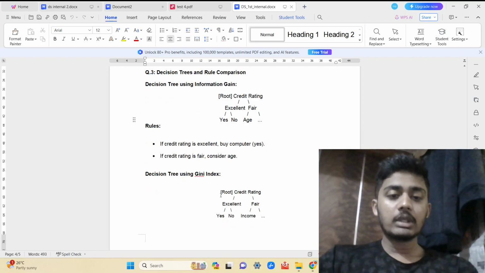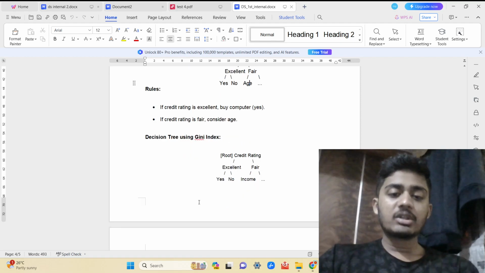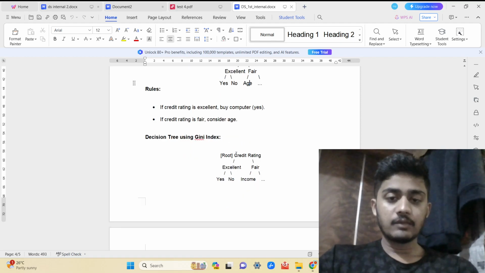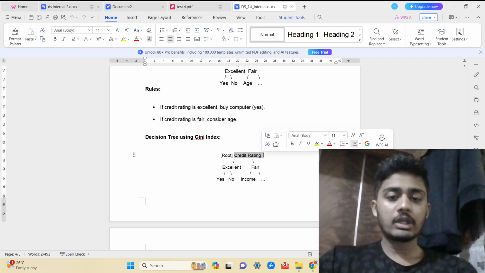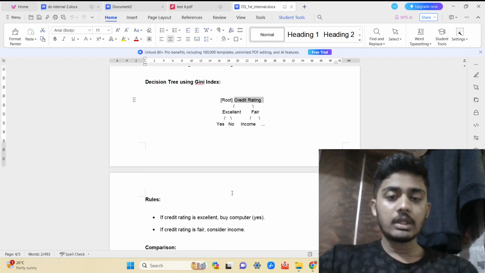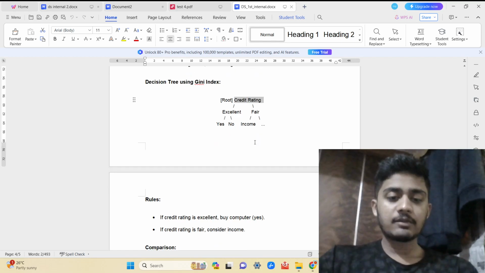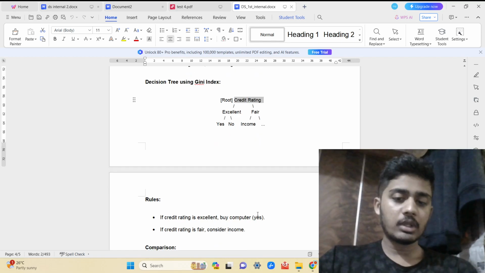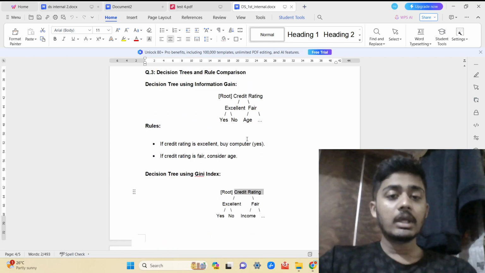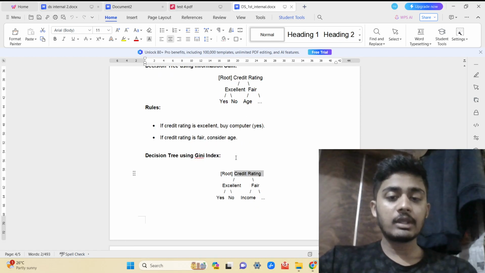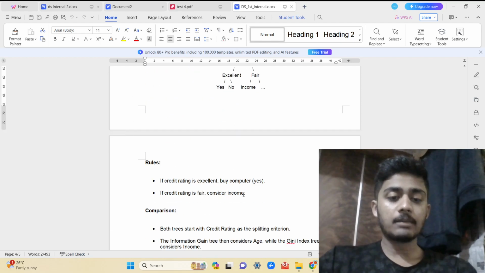The decision tree using the Gini index will be like this, where the root node is also credit rating, and excellent and fair will also be there. But here you can see a slight change: after fair it will go towards income. That is, if credit rating is excellent, then buys computer, that is yes. But if credit rating is fair, then you have to consider income. In information gain we consider age, but here we consider income.